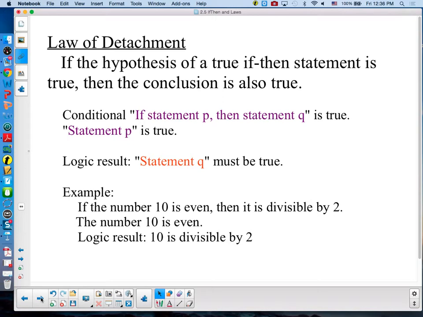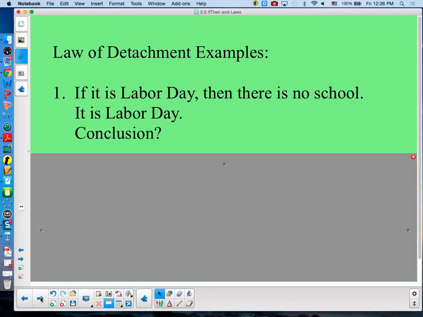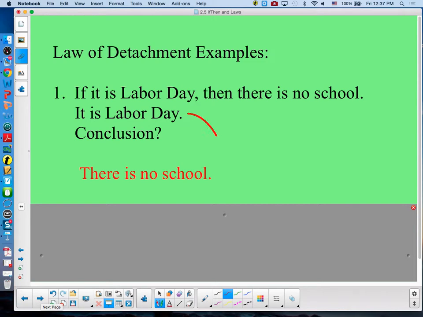Well, that's the type of detachment thinking. I have some examples here. If it is Labor Day, then there is no school. It is Labor Day. There is no school. Now, can you reverse it? Let's see. Does it work if I switch these? I guess I'll cover it. If I switch these two, does it still work? No. If it is Labor Day, then there is no school. There is no school. No, it doesn't work.